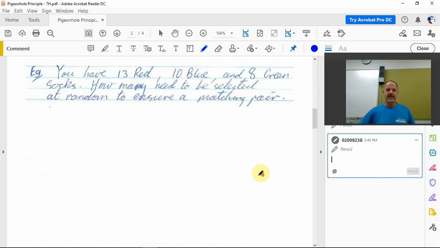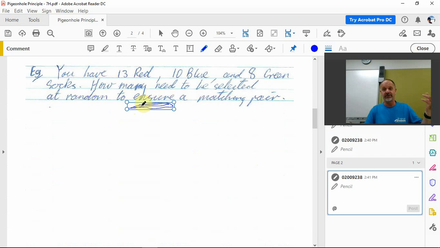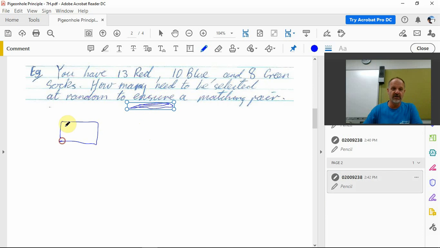So here's an example. We have 13 red, 10 blue, and 8 green socks. How many need to be selected at random to ensure a matching pair? The word ensure is the key one there, because you may pick the first 2 and you may get a matching pair straight away, but you might not. So we want to know for sure to get a matching pair, what do we need? Well, we've only got 3 options: red, blue, and green.